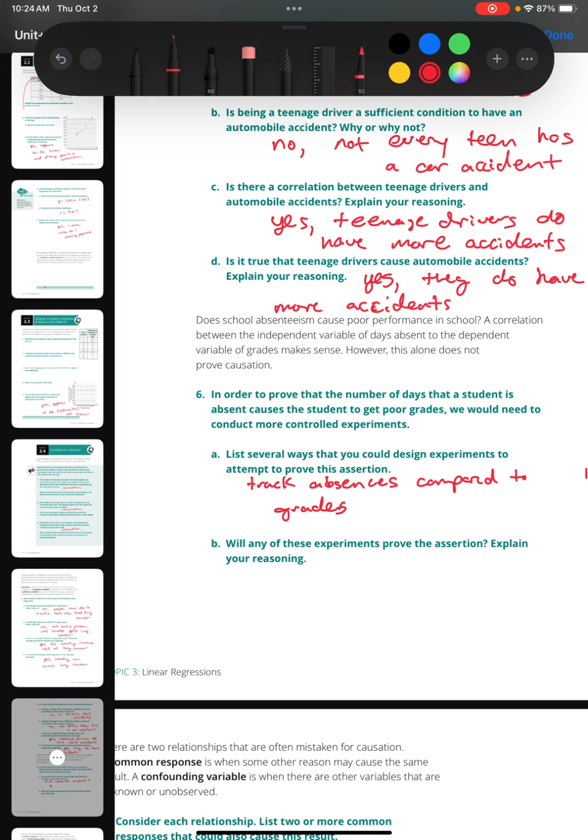And B, will any of these experiments prove the assertion? Well, could possibly prove it. It also could show just correlation, but it might also show causation. It's going to depend on the data set we have. You might have data from a group of students that looks like it directly does cause it. You might have a data set from students that show students that are not absent that also perform poorly, where there's not a causation between the two.